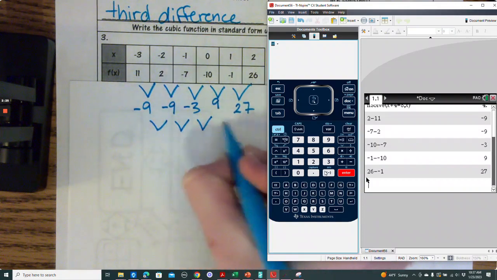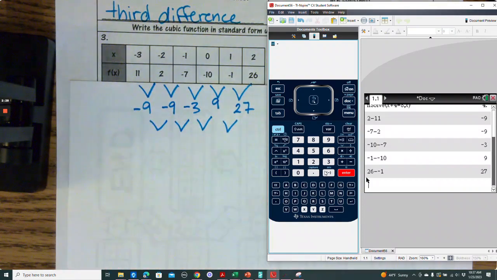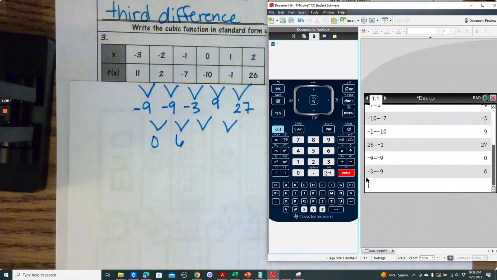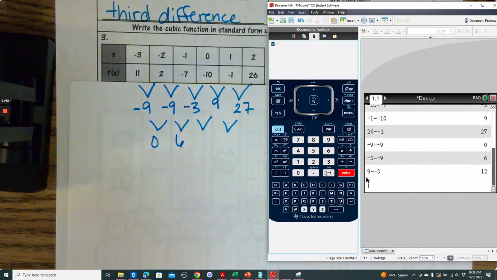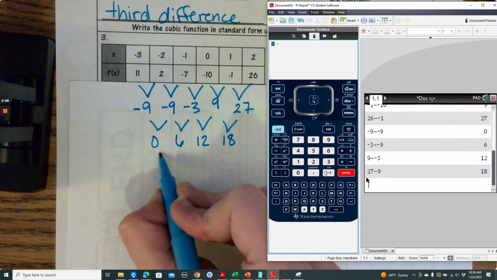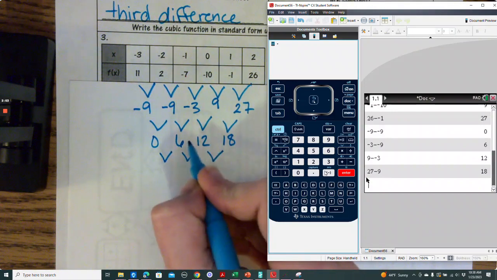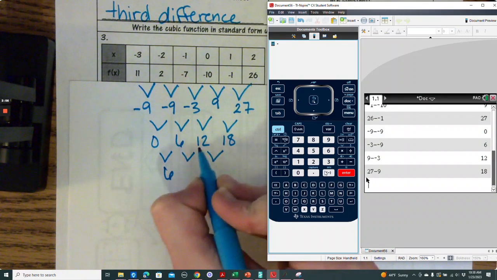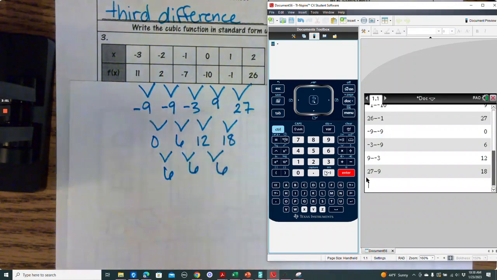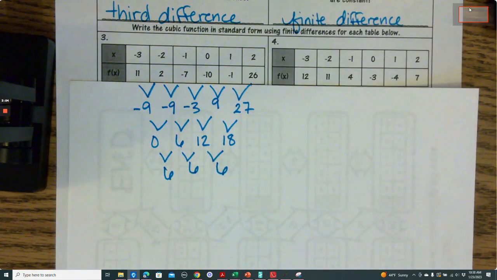Then we go back and we do the second change in y. So negative 9 minus negative 9 is a 0. Negative 3 minus a negative 9 is a 6. 9 minus a negative 3 is a 12. 27 minus 9 is an 18. That's the second change in y. One more time. 6 minus 0 is 6. 12 minus 6 is 6. 18 minus 12 is 6. That is my third change in y.